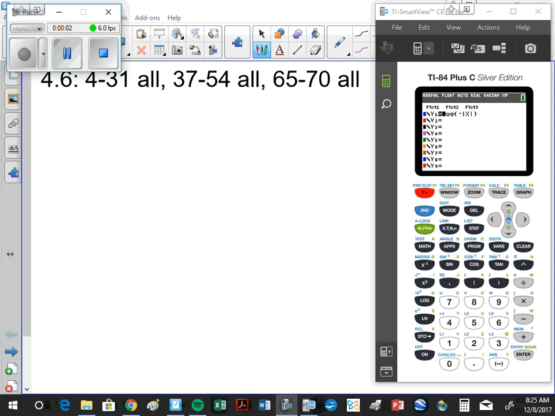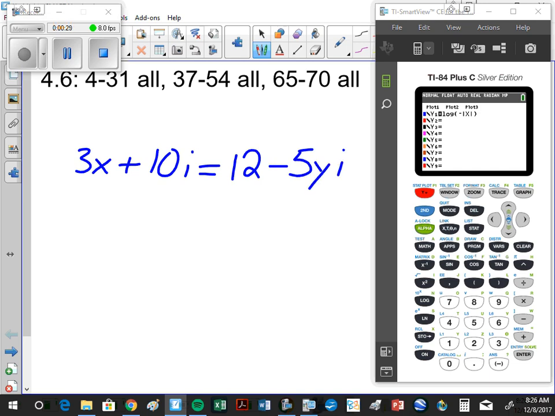I realized yesterday when I was done teaching that I forgot to teach you one section, and I think most of you figured it out. But it said if we have 3x plus 10i, and that's equal to 12 minus 5yi, what do x and y equal?